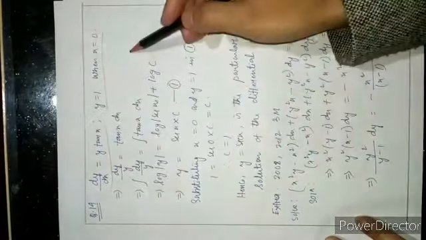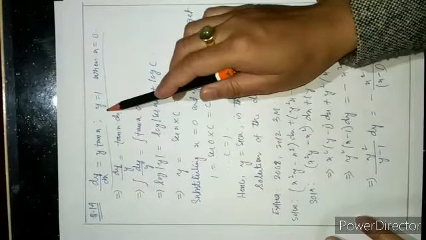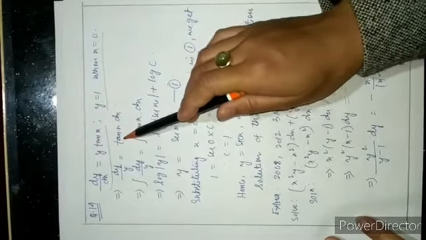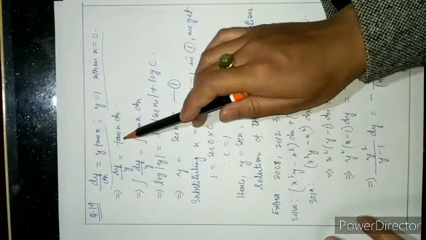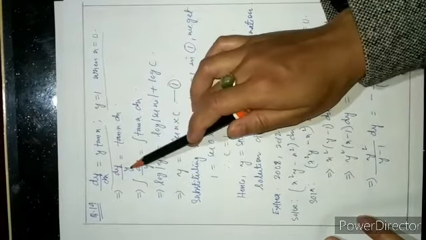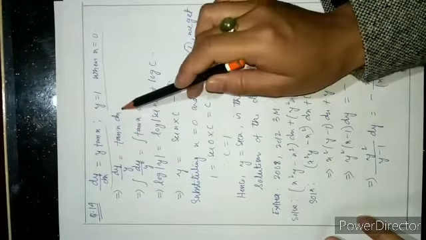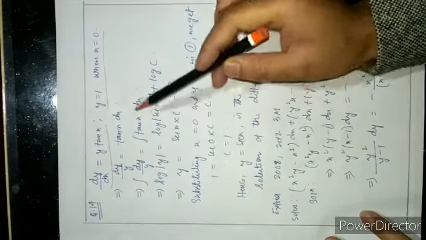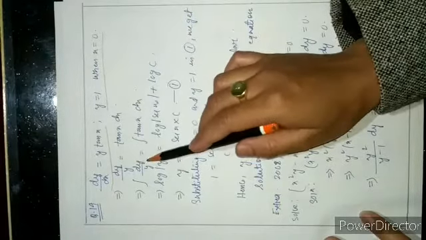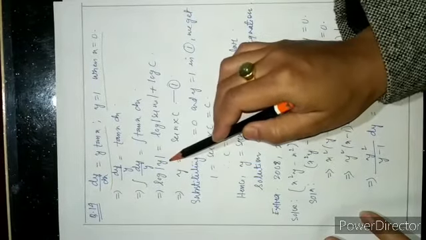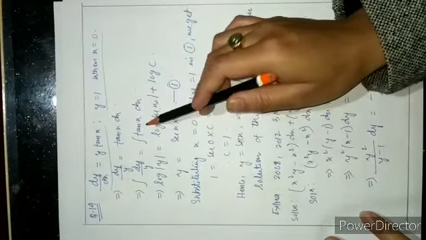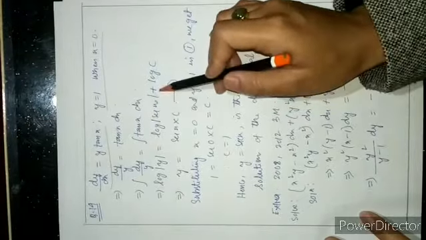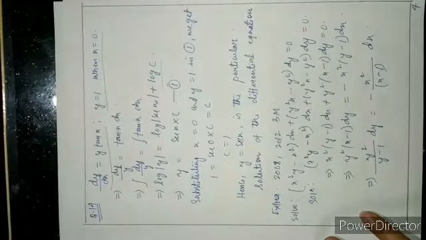First write the given differential equation, that is dy by dx is equal to y tan x. Then separate the function of x and y by cross multiplication: dy by y is equal to tan x dx. Integrating on both sides of the equation, integration of 1 by y is log modulus of y, and integration of tan x is log sec x plus the constant log c.